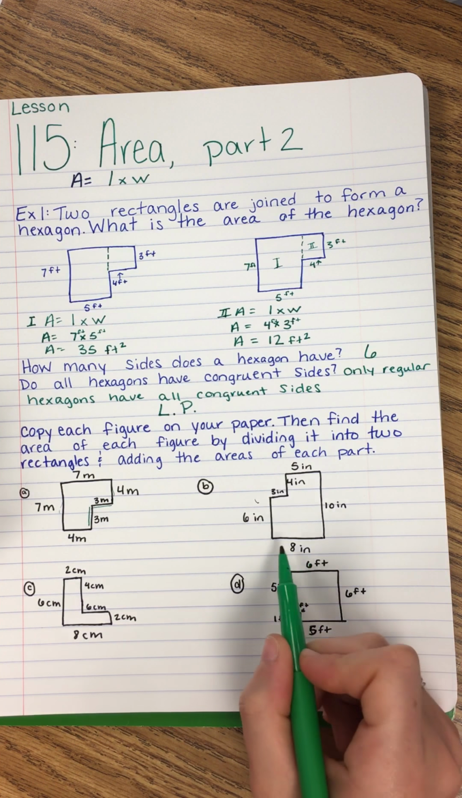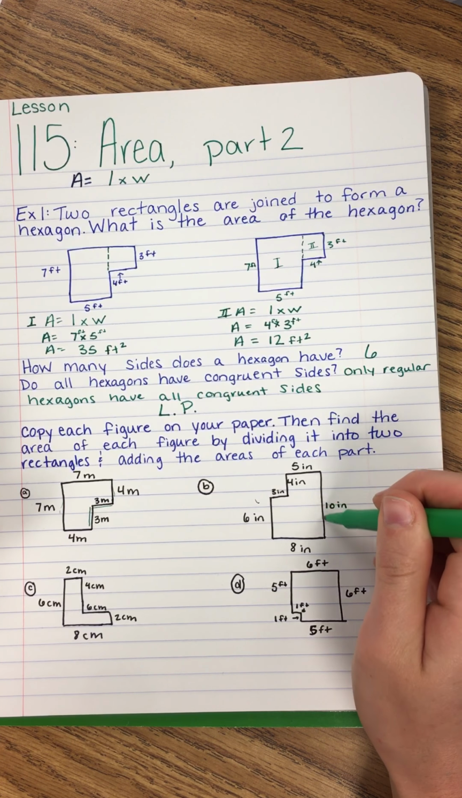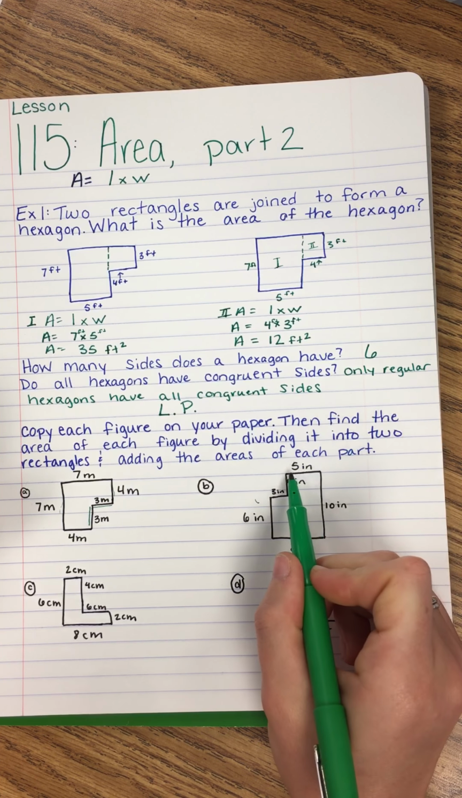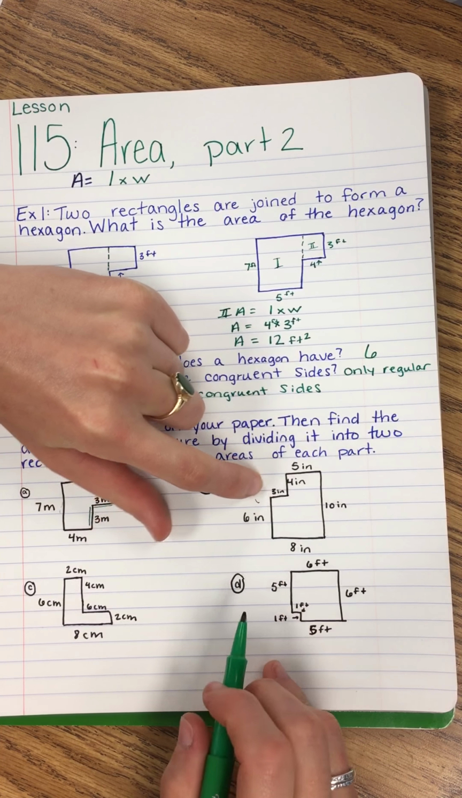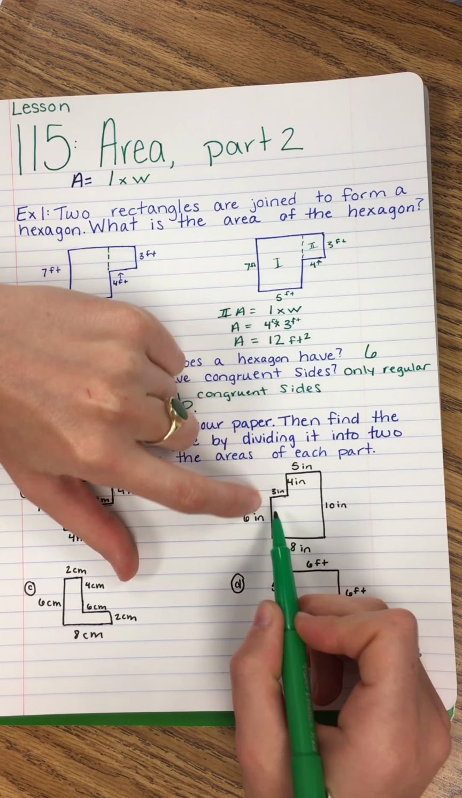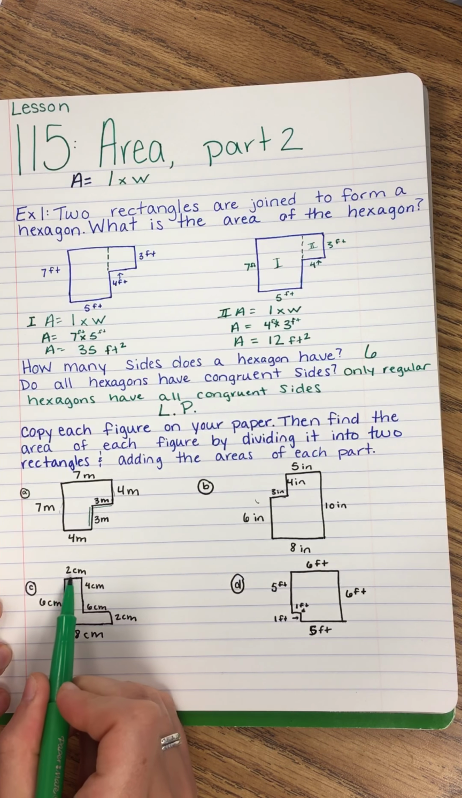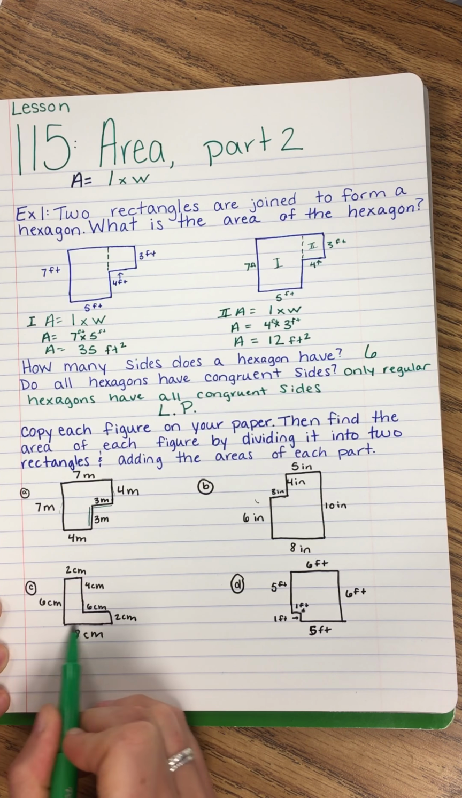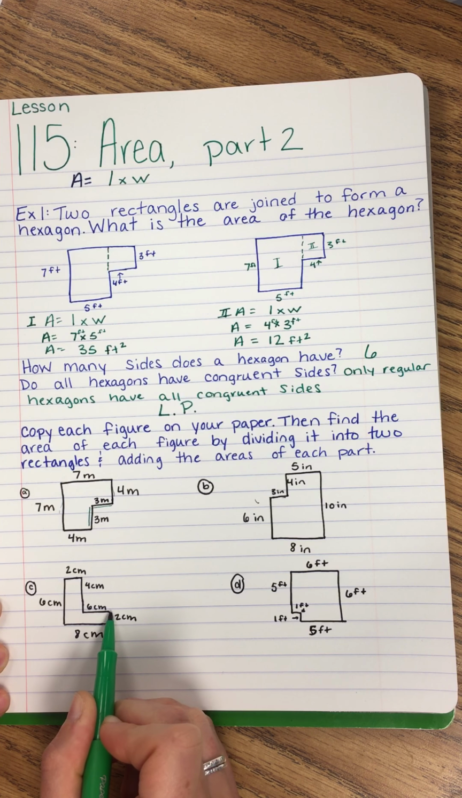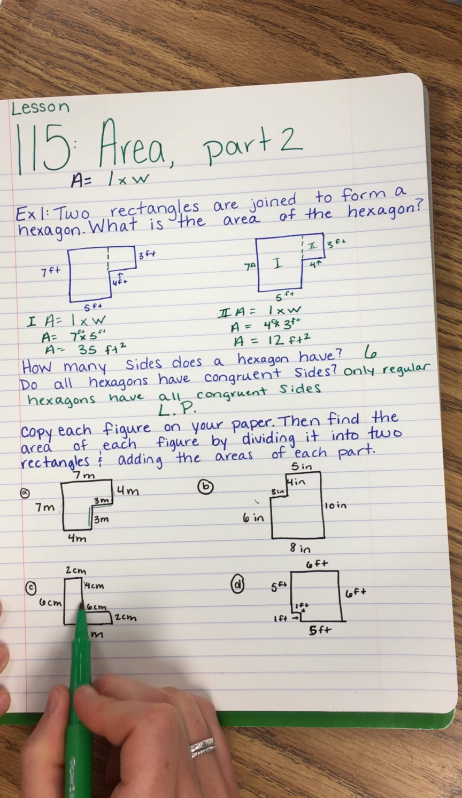For B, on the bottom you've got 8 inches, and then on this long side you've got 10 inches. On the top here you've got 5 inches. It cuts down to 4 inches over here. This is 3 inches right here, and then this guy's 6 inches. C, you've got centimeters, 2 centimeters, 6 centimeters going down, 8 centimeters long, 2 centimeters tall there, 6 centimeters going in here, and 4 centimeters going up there.